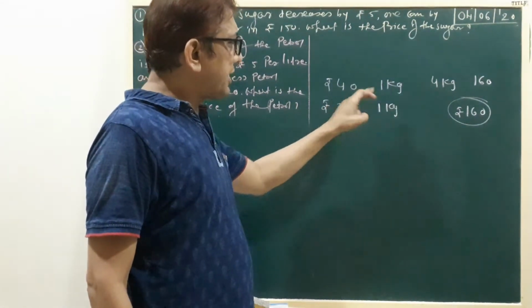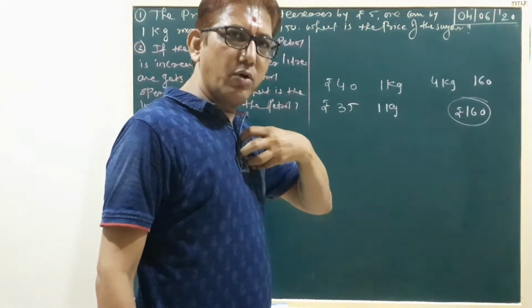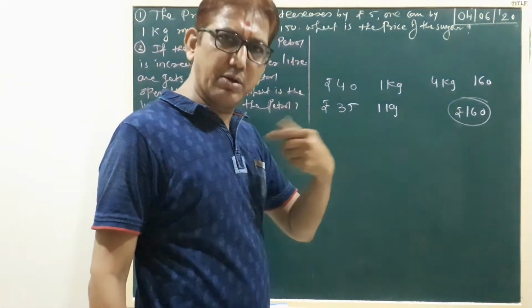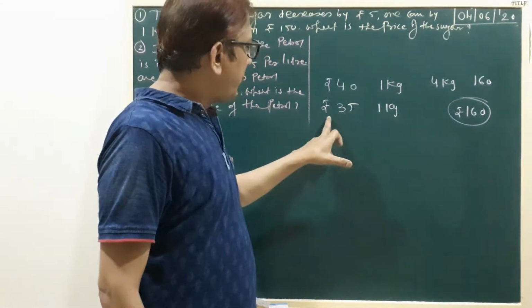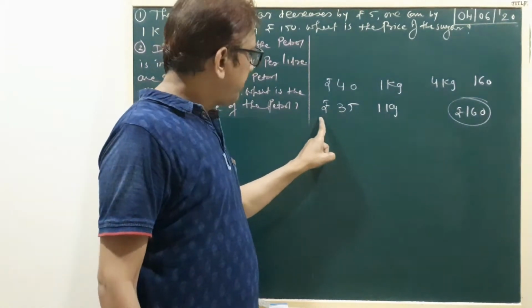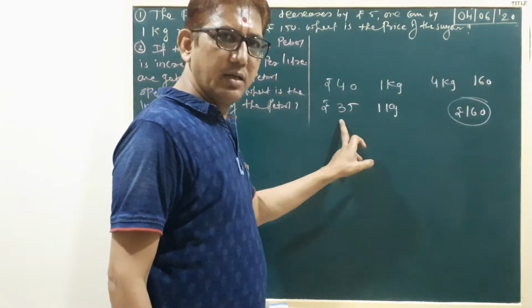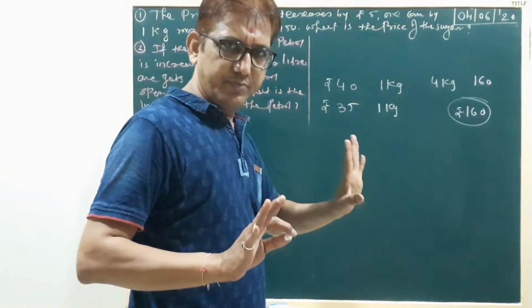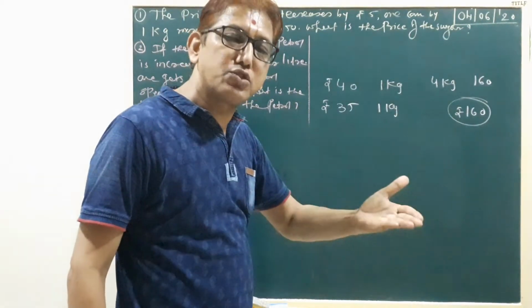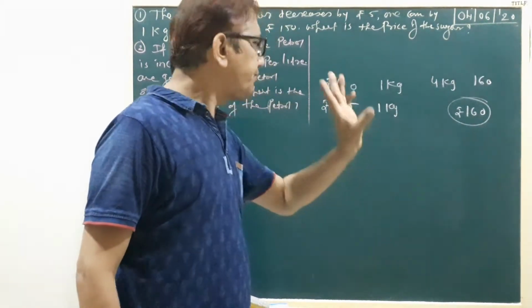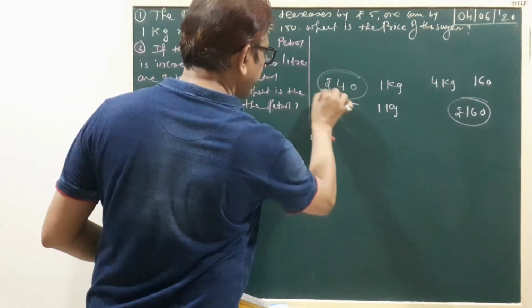If it is 40 rupees per kg, we purchase 4 kg sugar for 160 rupees. We have 160 rupees in our pocket, right? Next time the price will be decreased by 5 rupees, so 1 kg price is 35 rupees. We have 160 rupees compulsorily, so here we purchase more than 4 kg sugar. Is it clear?